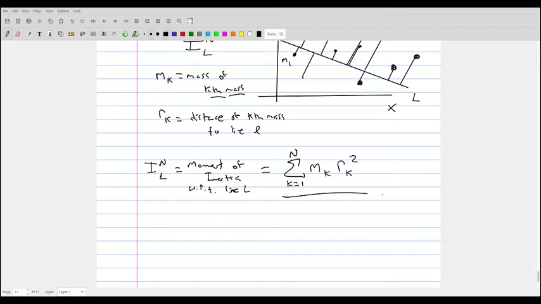And what that describes is the resistance of the entire collection of masses to rotation about the line L. So this is essentially what the moment of inertia is measuring. It gives you, in some sense, an idea of how much inertial resistance there is to rotating all of the masses at once around the line L.